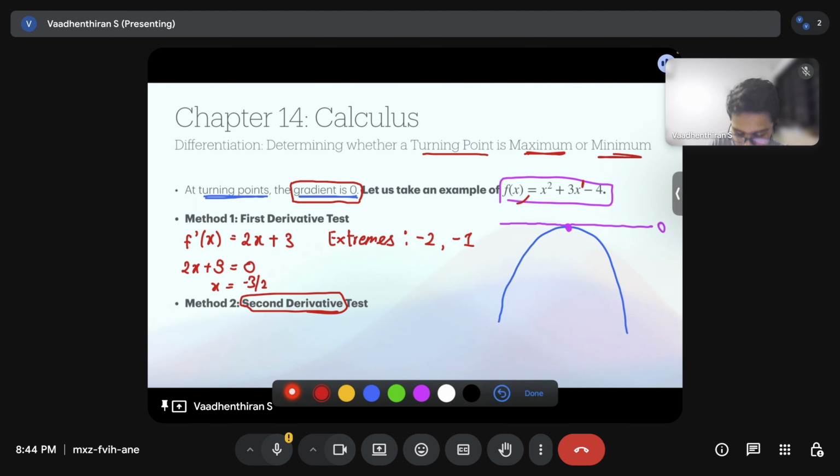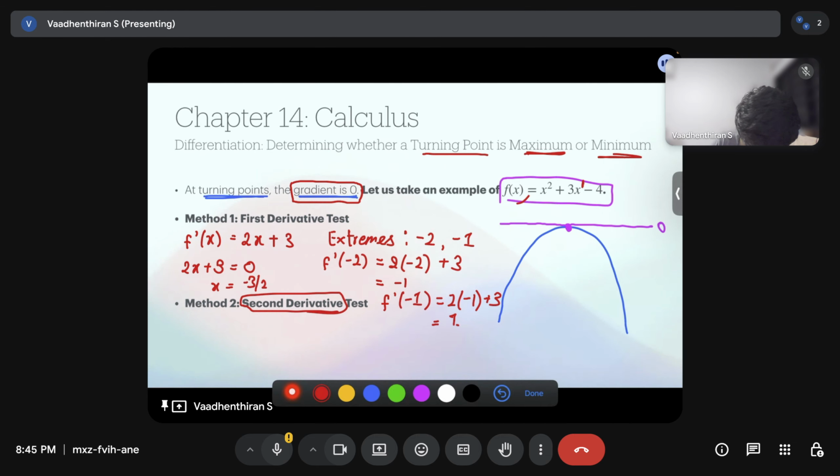So now what you do, find the gradient at negative 2 and at the point 1. So f dash negative 2 will be 2 times negative 2 plus 3, which is negative 4 plus 3, negative 1. And then we do f dash negative 1, which is 2 times negative 1 plus 3, which is negative 2 plus 3, is 1. So the gradient at these 2 points is basically negative 1 and 1.